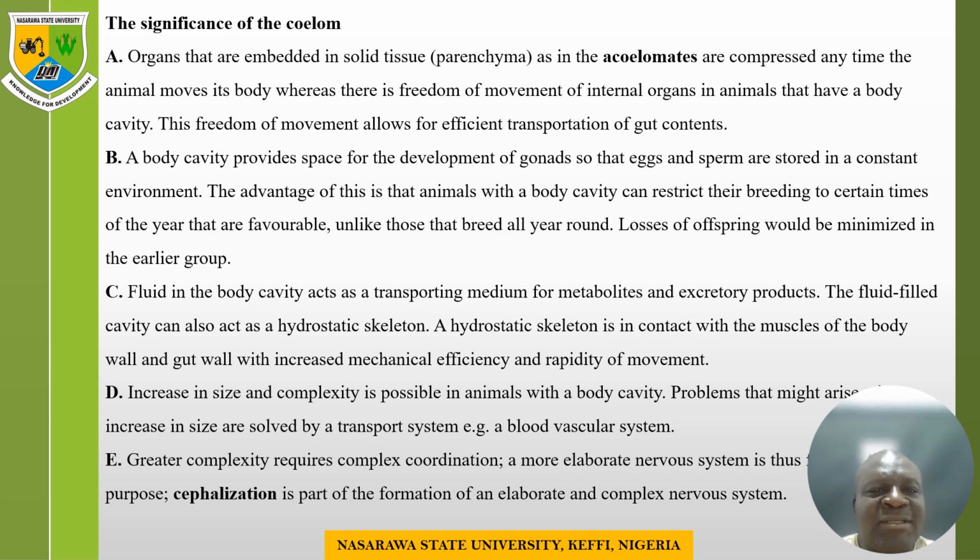So, number one, the organs are embedded in a tissue, the parenchyma, in the acoelomates and are compressed anytime the animal moves its body, whereas there is freedom of movement of internal organs in animals that have a body cavity. This freedom of movement allows for efficient transportation of gut content, that is, the movement of food substance that the organism is eating from one place to another, because the entire body cells need nutrients. They need this food that the organism is taking in.